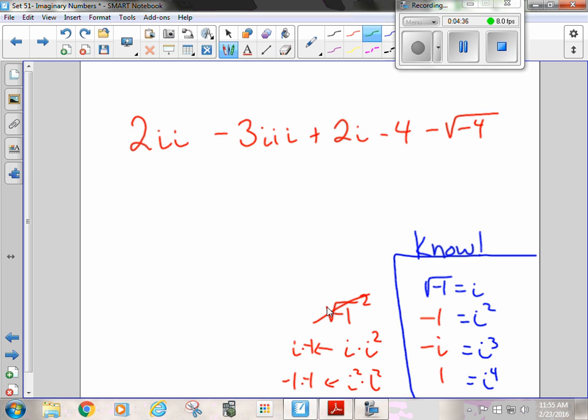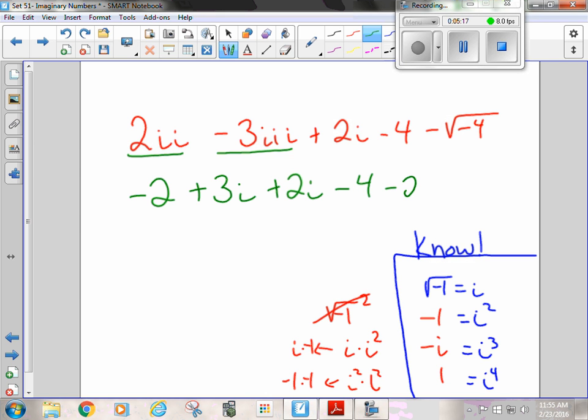All right, so let's look at our first term, 2i times i, which is the same thing as i squared, which we know is the same thing as -1. So this becomes a -2. For my next term, I have i times i, which is i cubed, which is -i. So -3 times -i is going to turn into a +3i. 2i, I can't simplify, so I'm just going to rewrite it. -4, can't simplify that, so I'm just rewriting that also. And then here, the square root of -4, we looked at that on a previous slide. So square root of -4, we know becomes 2i.